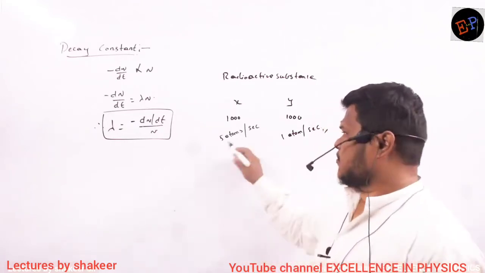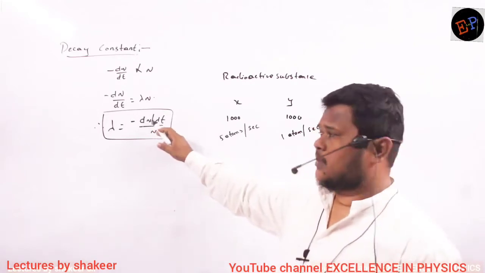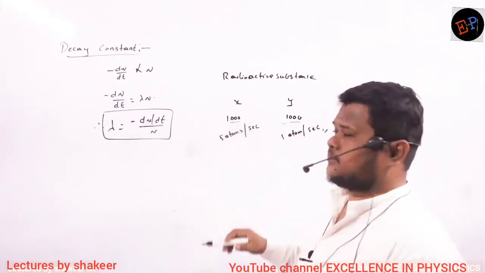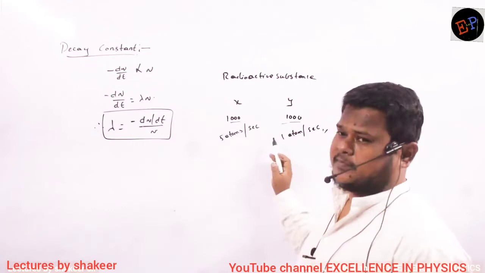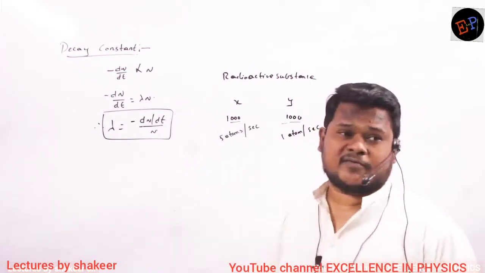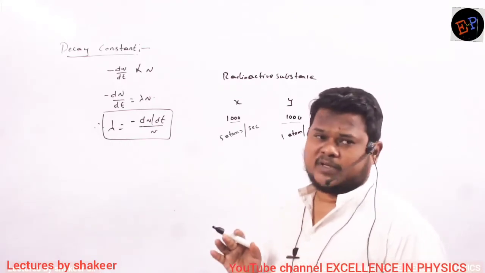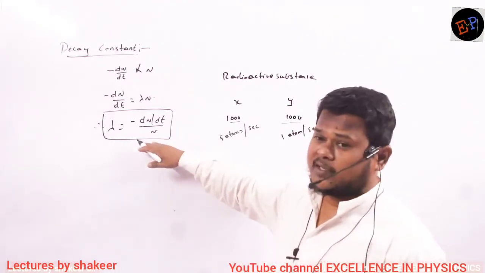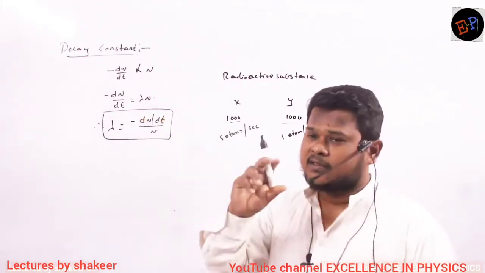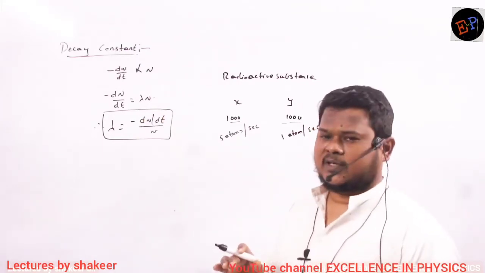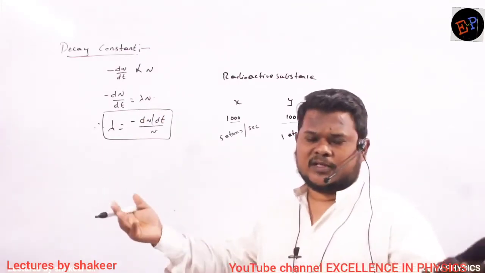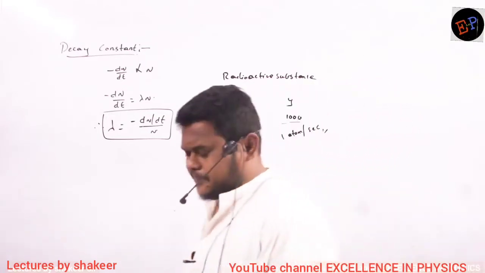Why? Because 5 atoms per second is nothing but dN by dt. And the N value is the same, 1000, the number of initial atoms, that is constant. But if the number of disintegrations per second is greater, we can say its lambda value is also greater. That is what is meant by lambda. For the number of available atoms, how many disintegrations are happening, that ratio is called lambda. If more disintegrations happen for the same atoms, it means the lambda value is greater. Clear?